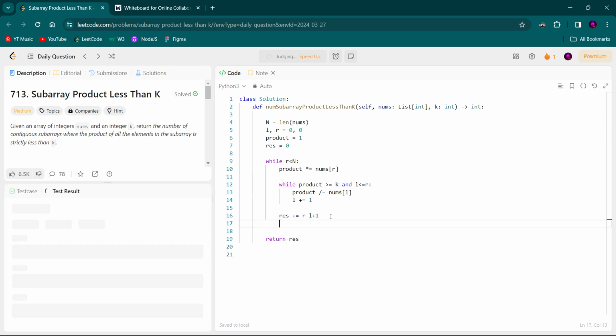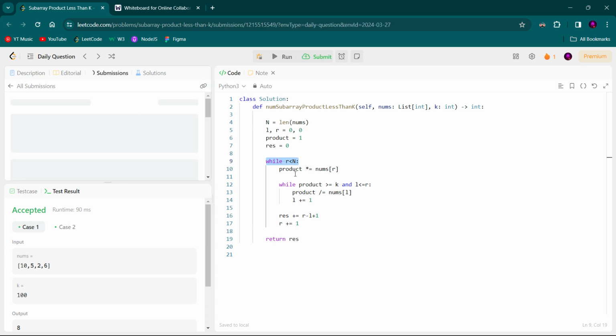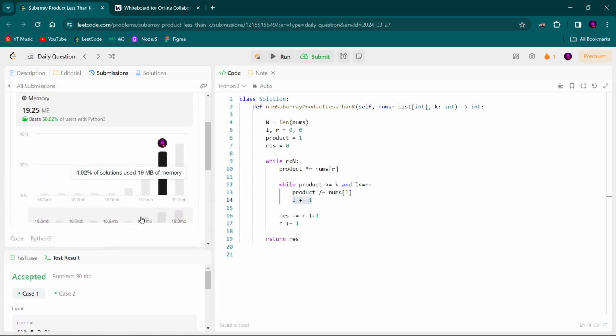Oh, I didn't increase the R here. It is always good practice, if you are declaring a while loop, to increment R first, before adding anything. Okay, like this. Increment L. So yeah, it is accepted.